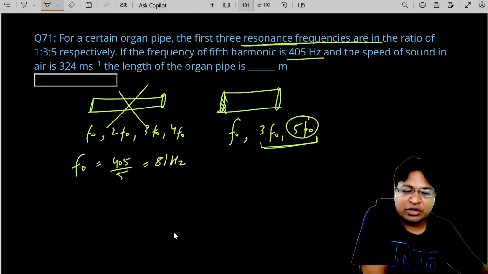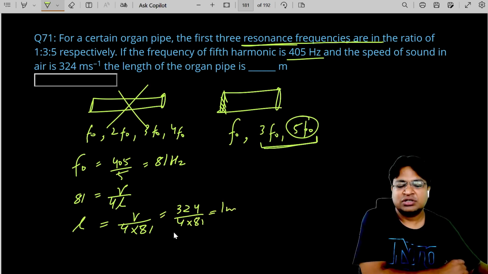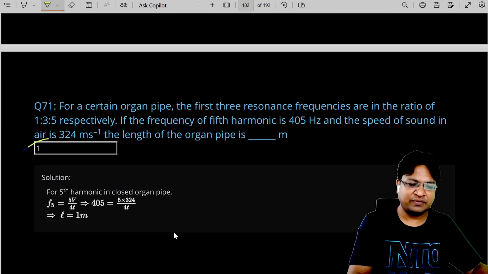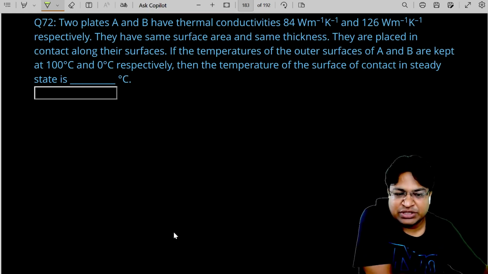For a closed organ pipe, F naught is actually V by 4L. So from here, L can be obtained as V by 4 into 81. V is 324. So 324 divided by 4 into 81, that would be 1 meter. So 1 would be the right answer. All right. So 1 is the right answer, as we can see. Next, we move to question number 72, or question number 22 of physics.